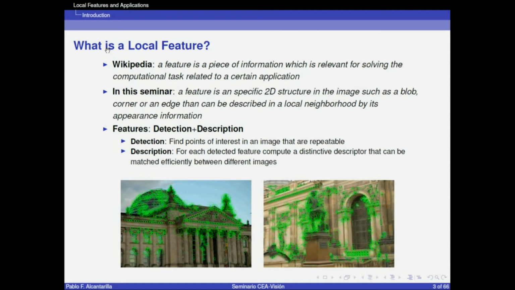Firstly, let's try to answer the following question. What is a local feature? If we go to Wikipedia, a feature is a piece of information which is relevant for solving a computational task related to certain application. This definition is a bit generic, so I prefer to use the following one in this seminar: a feature is a specific 2D structure in the image, such as a blob, corner, or edge, that can be described in a local neighborhood by its appearance information.